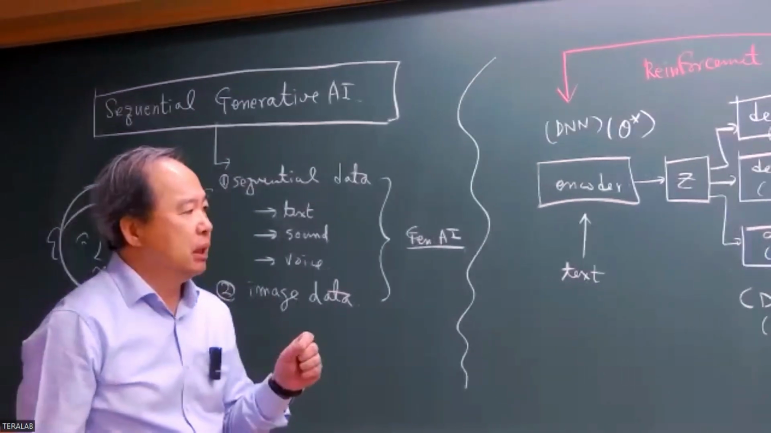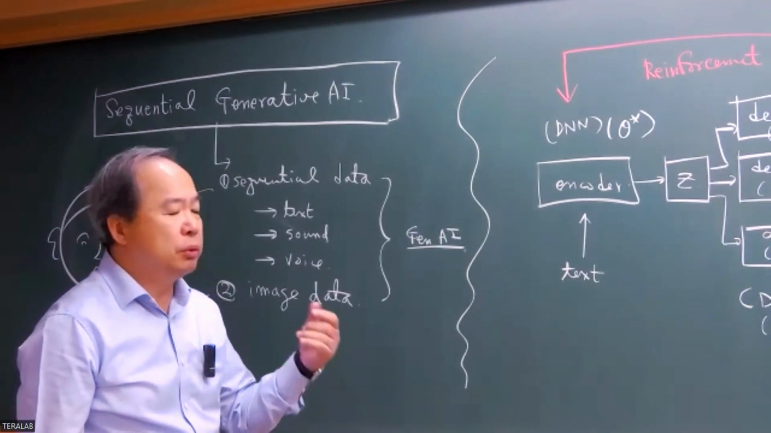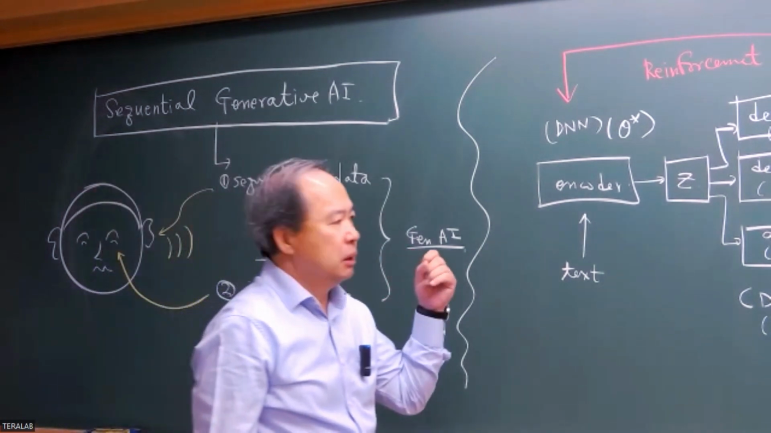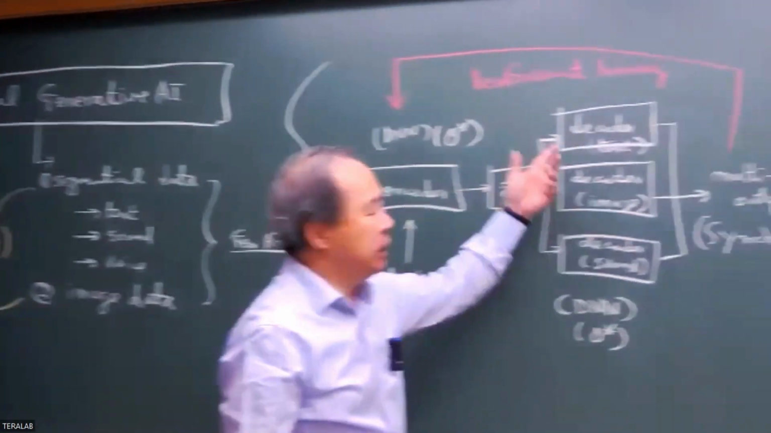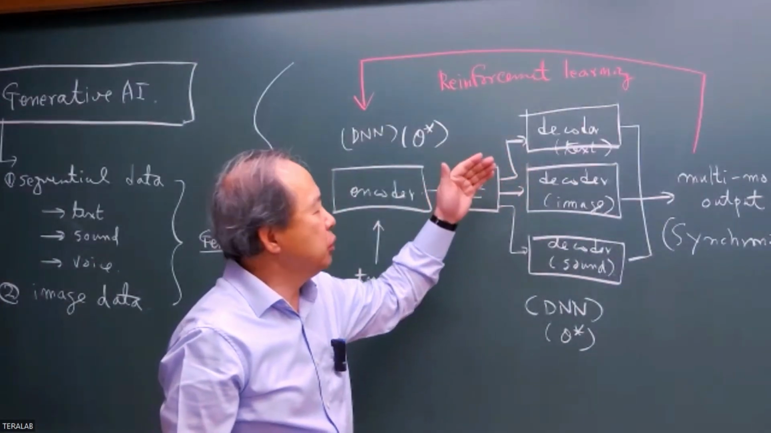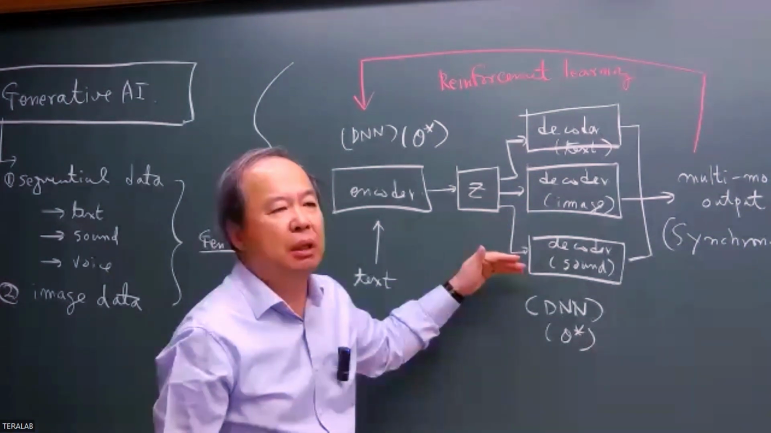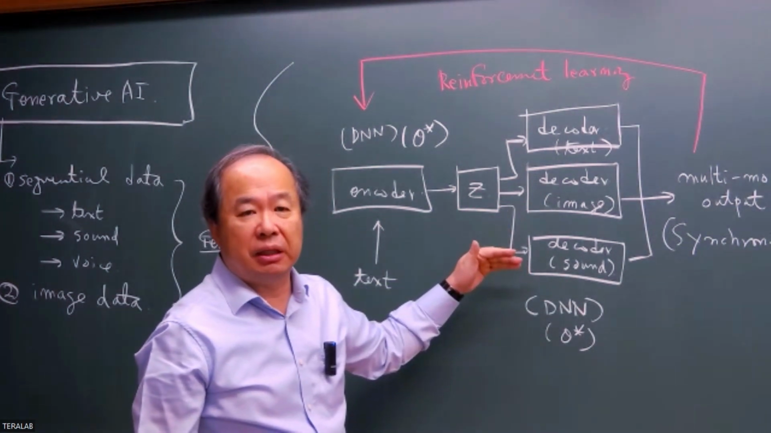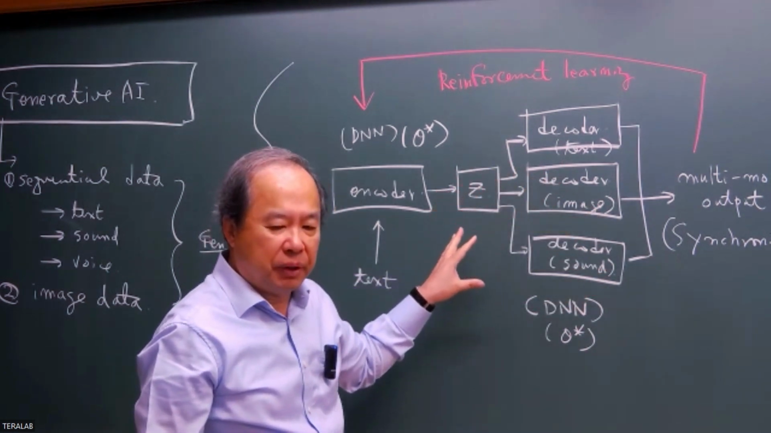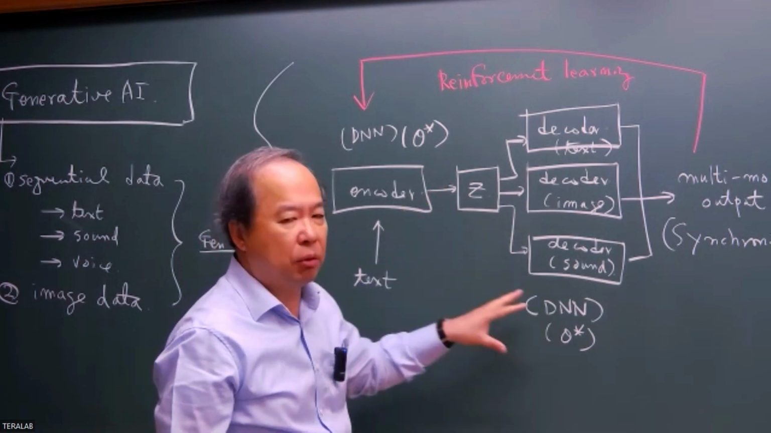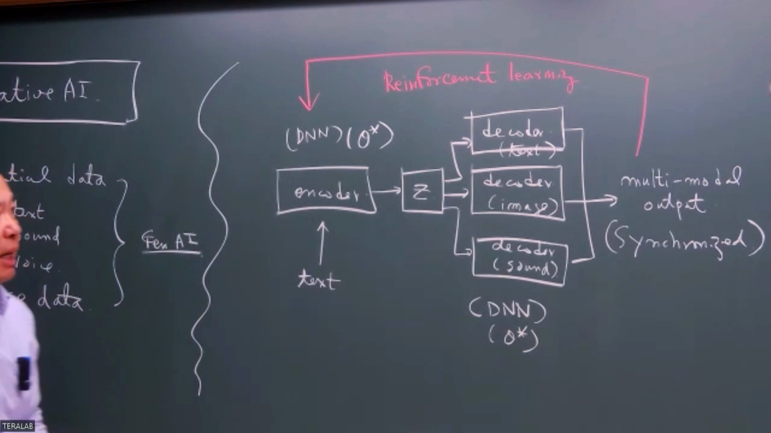So in this class, after a week, I'm going to introduce generative AI with the encoder and decoder architecture, which is suitable for text, for image, and for sound. Probably 3 years later, if I give you a lecture, I may give you a new idea to combine all of them together to make a single multimodal generative AI.